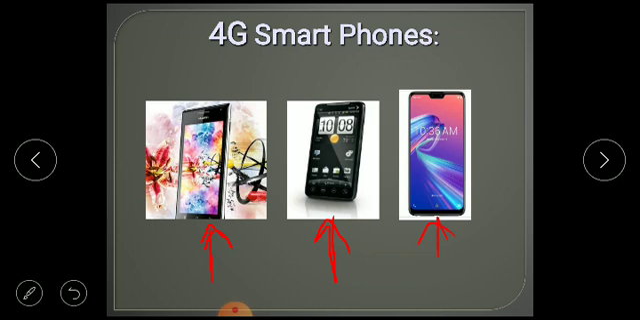All over the world, 4G technology was first implemented on December 14, 2009, in a city called Oslo, in the country Finland. Later, it was practiced in the United States.